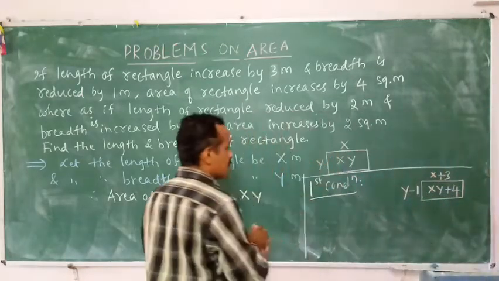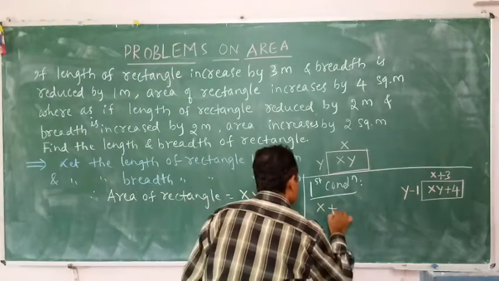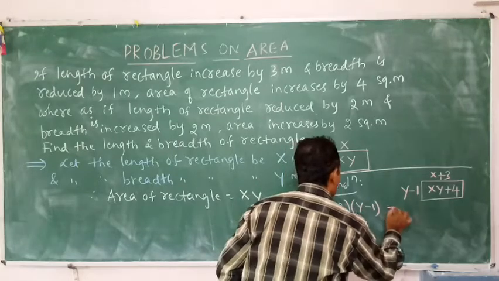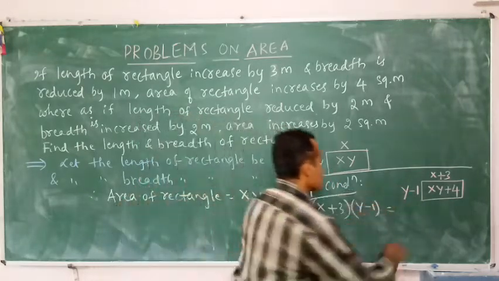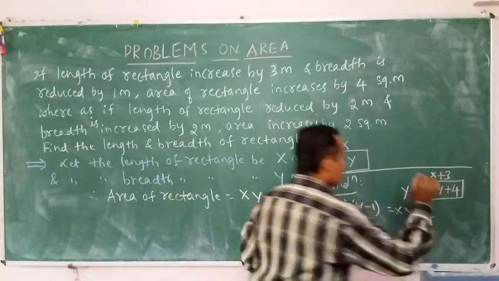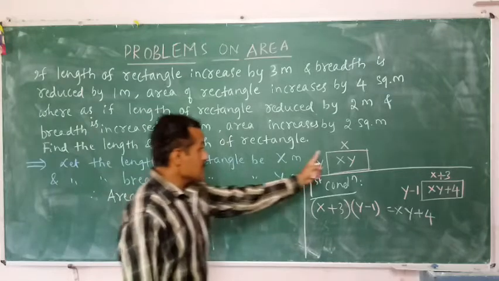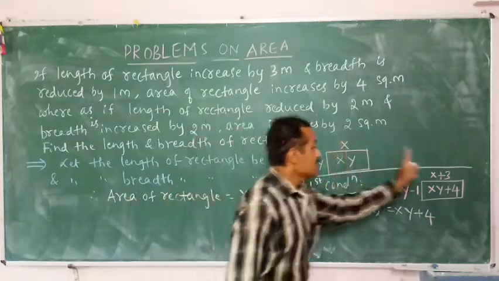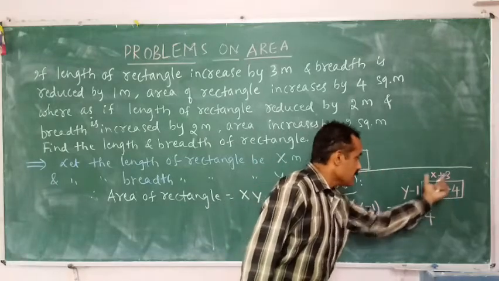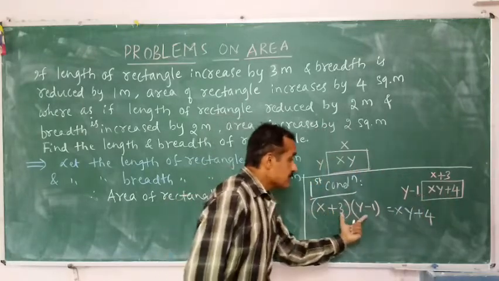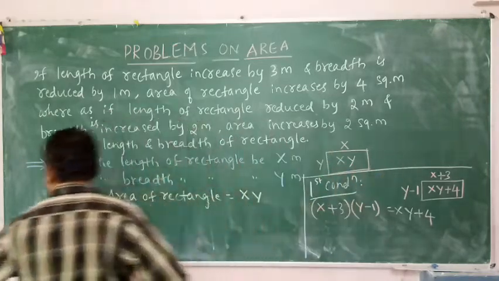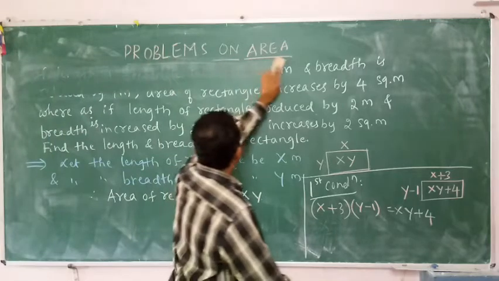I will write the first condition. x plus 3 into y minus 1 is equal to xy plus 4. See, this is my original figure. Length is increased, breadth is reduced, area is increased by 4. With this, I have made an equation. Now, I will simplify this. This is called binomial into binomial. Let me solve here.